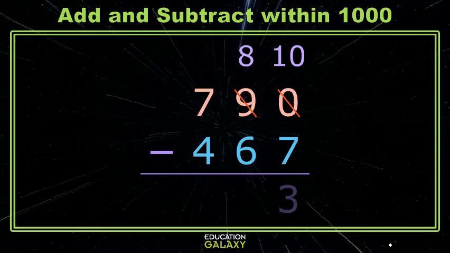We take 7 away from 10, which gives us 3. 6 tens away from 8 tens, which gives us 2 tens. And lastly, we take 4 hundreds away from 7 hundreds, which leaves us with 3. That's all there is to it. Just keep practicing.